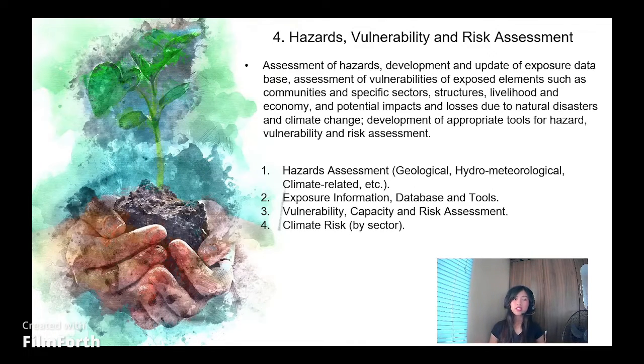So what is a hazard assessment? A hazard assessment is the process used to identify, assess, and manage health risks and safety hazards in the workplace. The purpose of a hazard assessment is to minimize the risk of illness by identifying as many hazards as possible. One example of this is the geological hazard assessment.